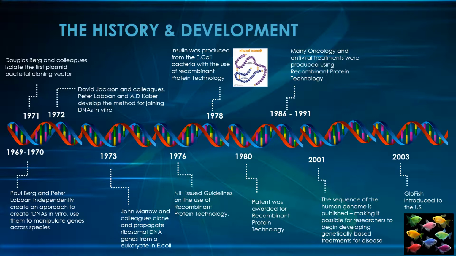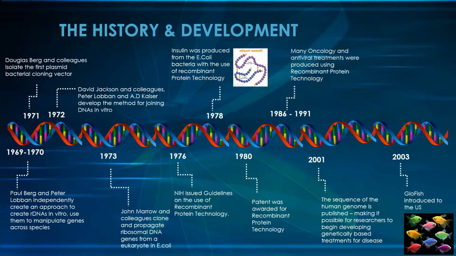Then in 1971, Douglas Berg and his colleagues isolated the first plasmid bacterial cloning vector. In 1972, David Jackson and his colleagues, with Peter Lobban, developed the procedure for joining DNAs in vitro. In 1973, John Morrow and his colleagues cloned and propagated rDNA genes in E. coli. In 1976, the NIH issued guidelines for the use of recombinant protein technology.